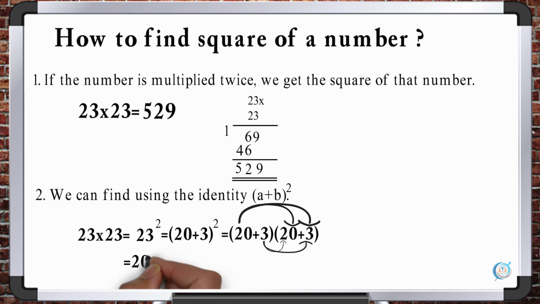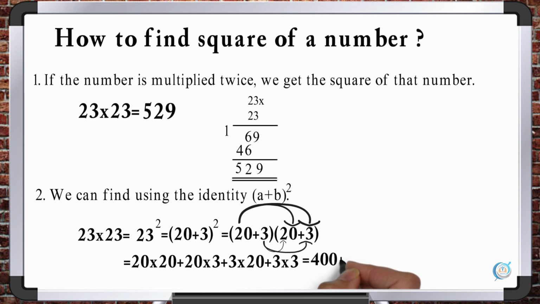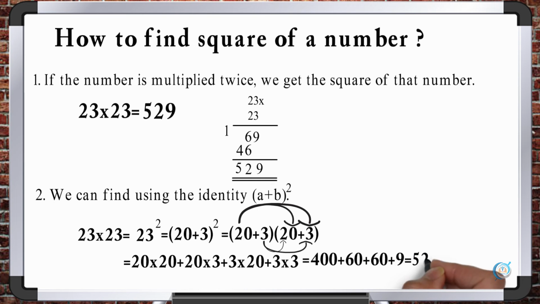So we will get 20 into 20 plus 20 into 3 plus 3 into 20 plus 3 into 3, which will be equal to 20 into 20, 400, plus 20 into 3, 60, plus 3 into 20, 60, plus 3 into 3, 9. So the whole total will become 529.